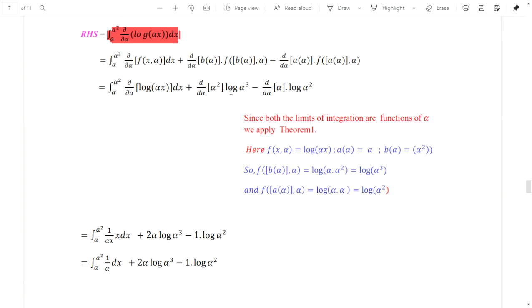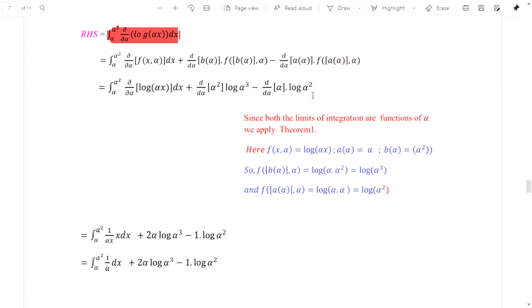So f(b(α), α) will become log(α³), minus d/dα of a(α). a(α) is nothing but α. So written as α into f(a(α), α). f(a(α), α) will become what? f(x, α) is log(αx). So a(α) is nothing but α. So log of α into α, that is log(α²). So f(a(α), α) is log(α²). That is what I substituted here.